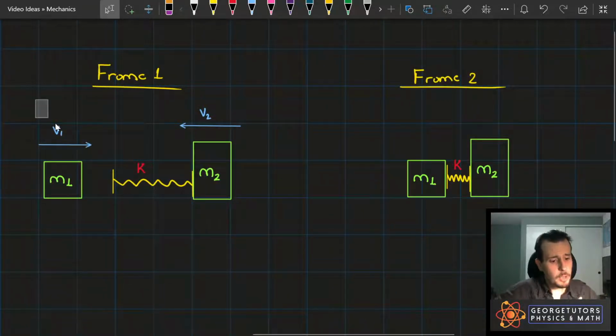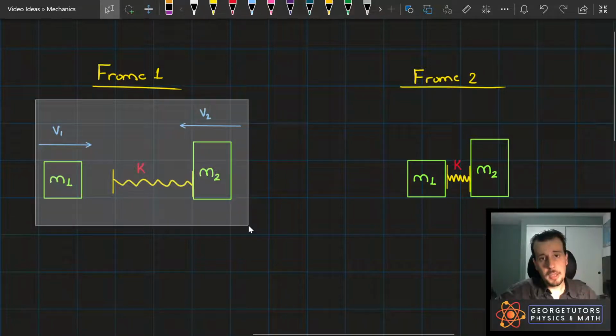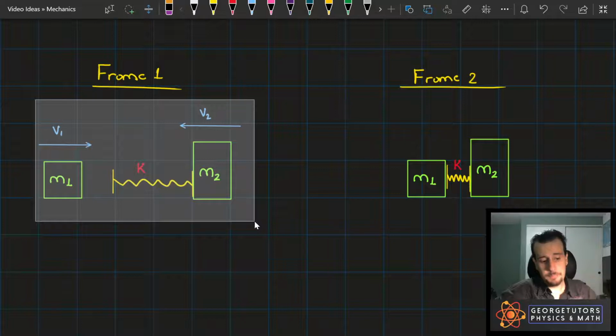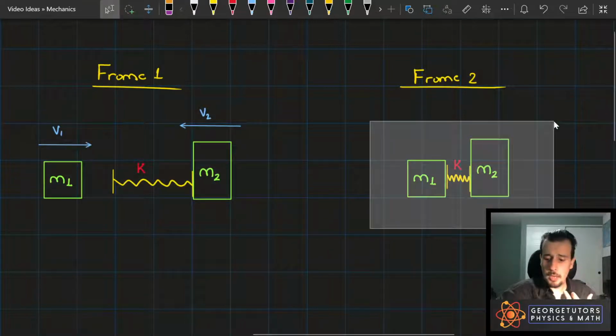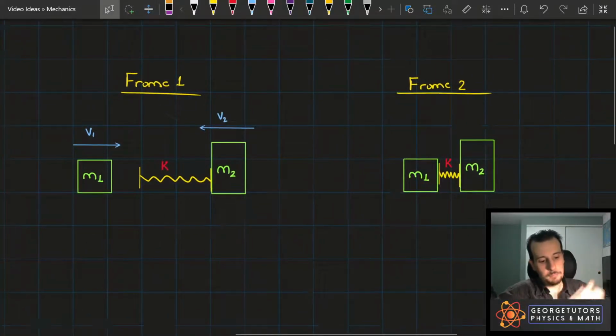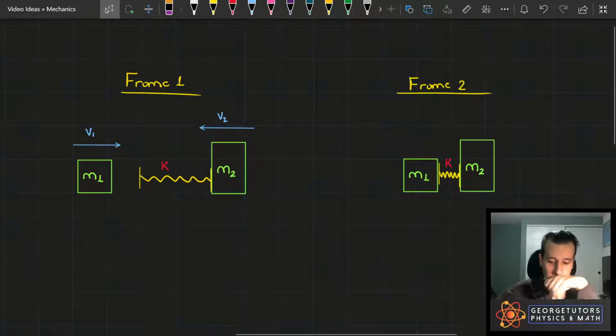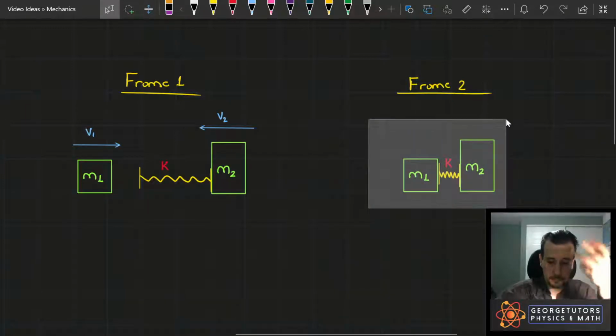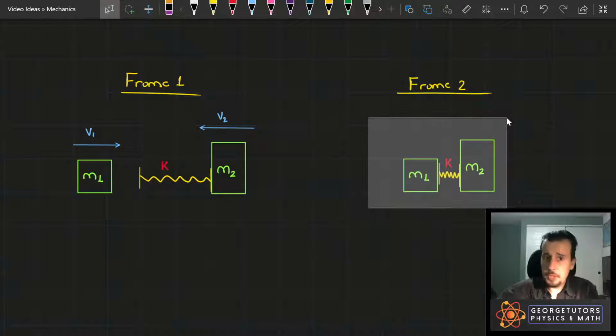That's exactly what I've done over here, laying out the frames for you. In frame one, we are just about to collide, with each mass coming together. And then in frame two, we have them collided in such a way that the spring has maximally compressed. So it begs the question, what is the velocity going to be for frame two? Are these going to move at different velocities during maximum compression? Is it going to be the same velocity? And if so, what is the value of that velocity?